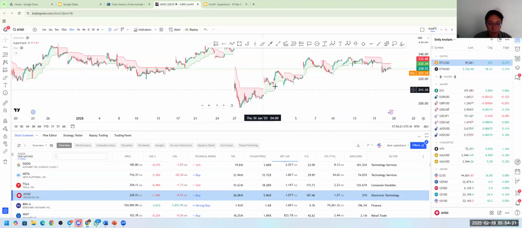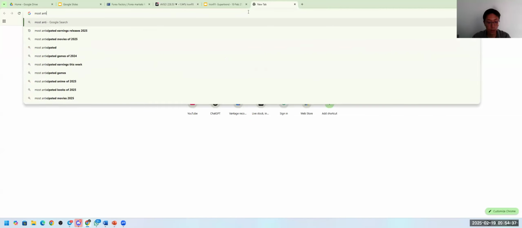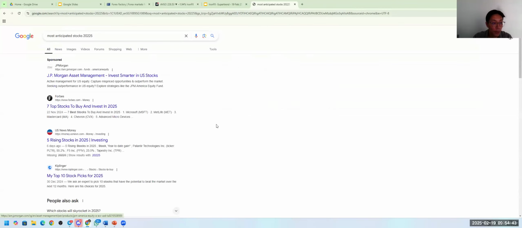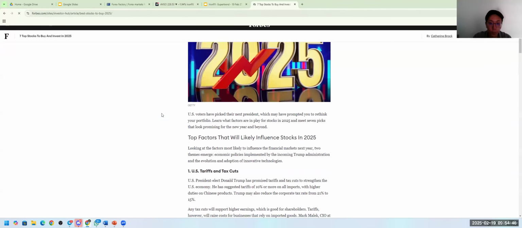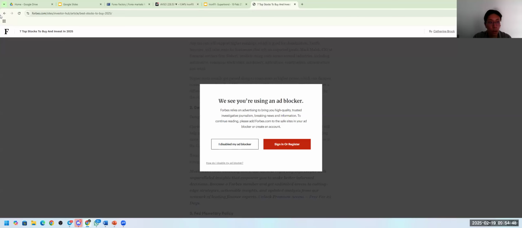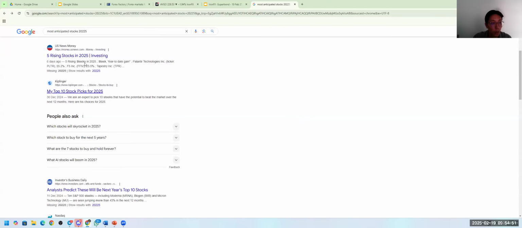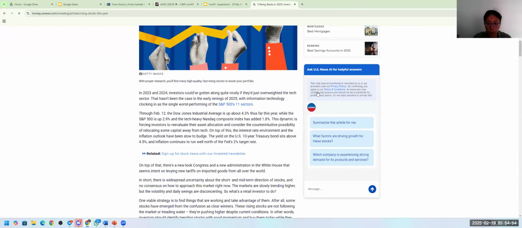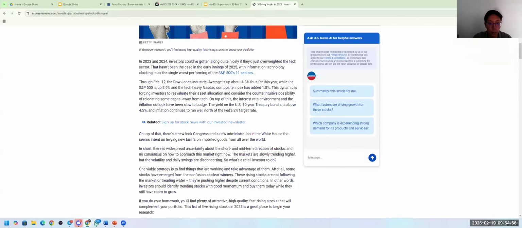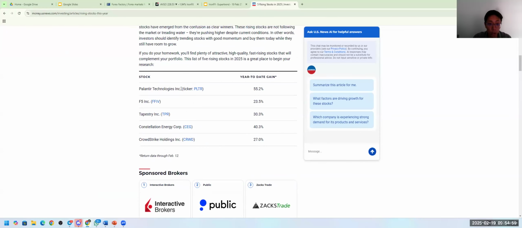Okay, so a cheat code is to just search for, let me show you guys, what is that called? I just did it today. Most anticipated stocks. You can just search something like most anticipated stocks 2225. So you go here. Okay, Palantir is not doing that well.